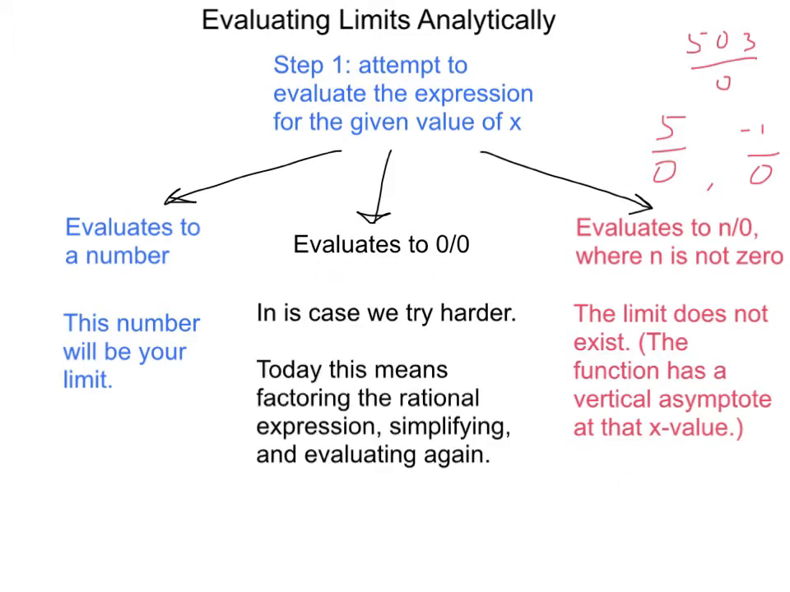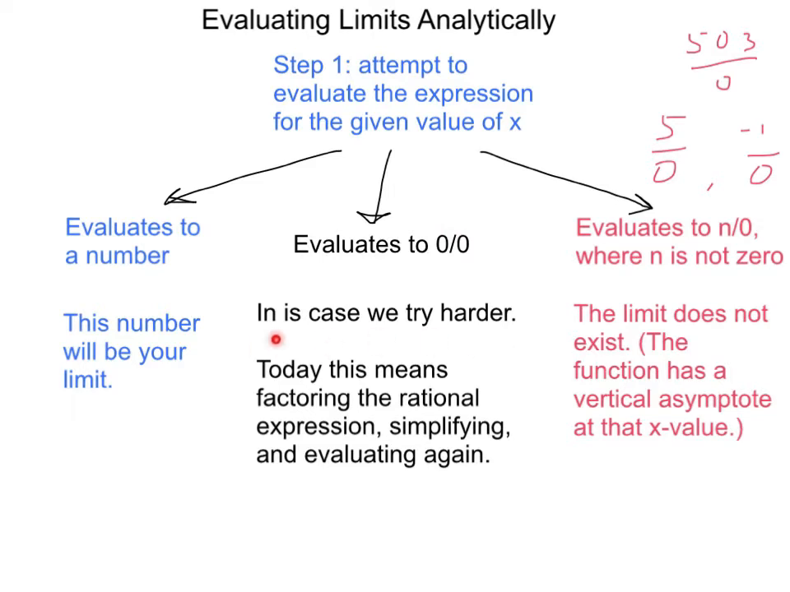So just to reiterate, when we evaluate limits analytically, we attempt to plug in the x value, and one of three things will happen. Either you'll get a number, which means you're done, the limit existed. The other thing that might happen is you might get some non-zero number divided by 0. When that happens, it means the limit doesn't exist because the function has a vertical asymptote. The third thing that can happen, and the most likely thing to happen because the problems are the most interesting, is that the expression evaluates to 0 over 0.